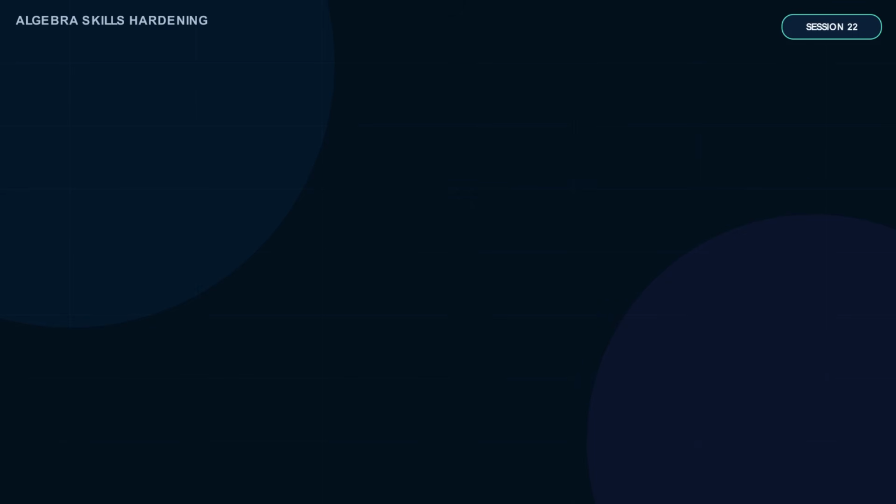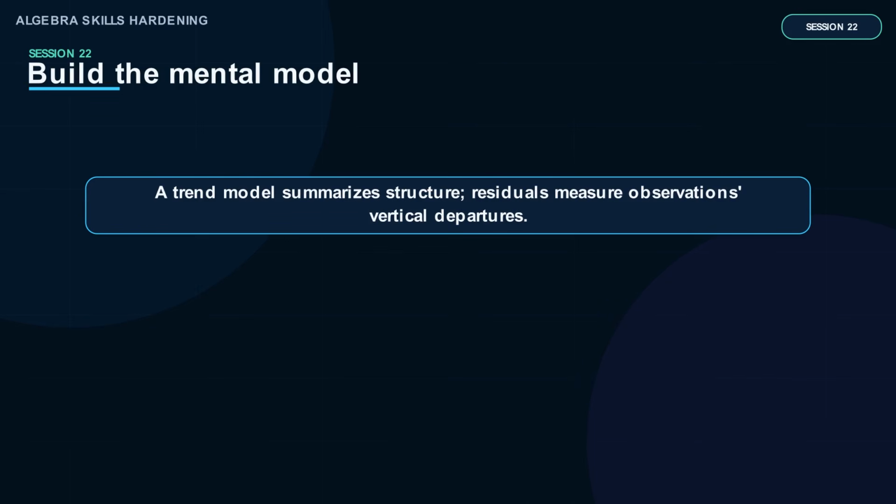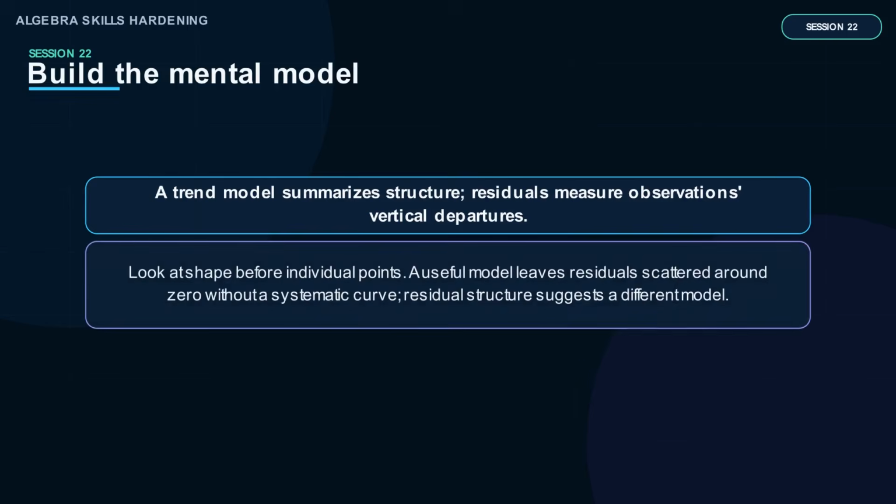Start with this picture. A trend model summarizes structure. Residuals measure observations' vertical departures. Look at shape before individual points. A useful model leaves residuals scattered around zero without a systematic curve. Residual structure suggests a different model.